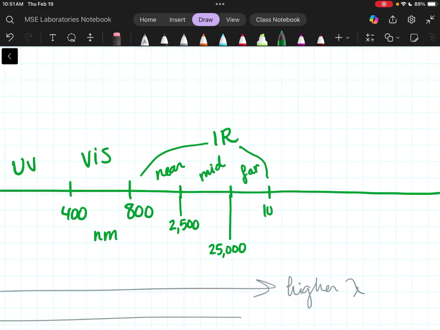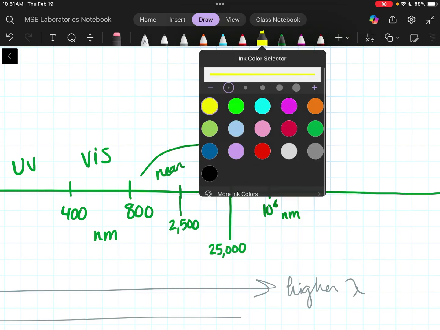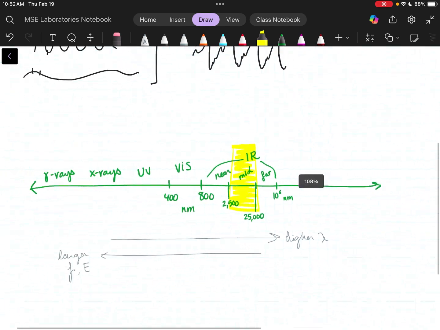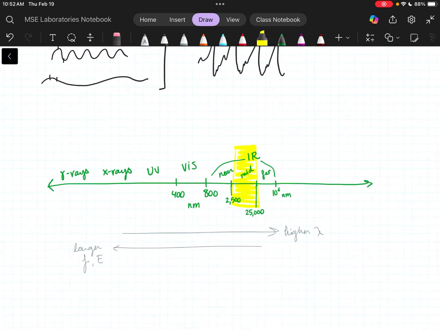Mid is from 2,500 to 25,000. And then far IR goes up to about 1 million. So you can see these are obviously not linear designations. We're taking very large steps. Tens of thousands here and then hundreds of thousands here. FTIR is specifically in the mid IR region.